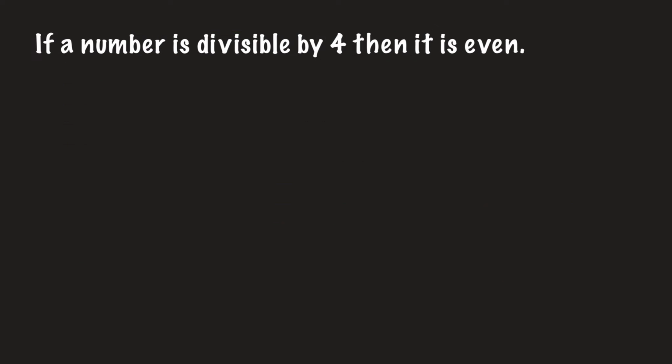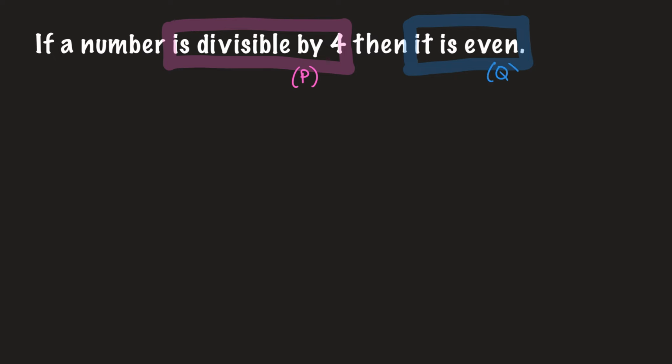So let's look at a mathematical example. If a number is divisible by 4, then it is even. So the first thing we're going to do is break it up into its hypothesis and its conclusion, or its antecedent and its consequent. So a number is divisible by 4. That is going to be its hypothesis. It's divisible by 4. Then it is even. And that is going to be its conclusion. Now you'll notice that I left the number part out because we're going to have to refer to numbers regardless. So it's information we're going to need.